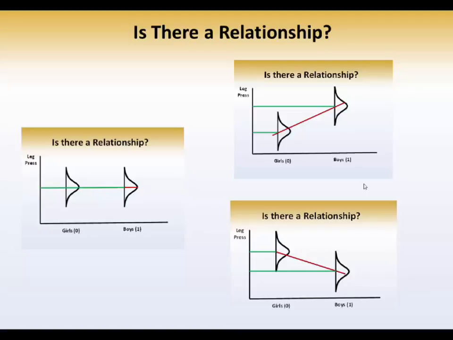The bottom slide shows exactly the same thing but in a negative direction because the low scores on leg press are associated with the high scores on gender, which is 1. The high scores on leg press are associated with 0 for girls. So we have a difference between the means, in this case a negative correlation.